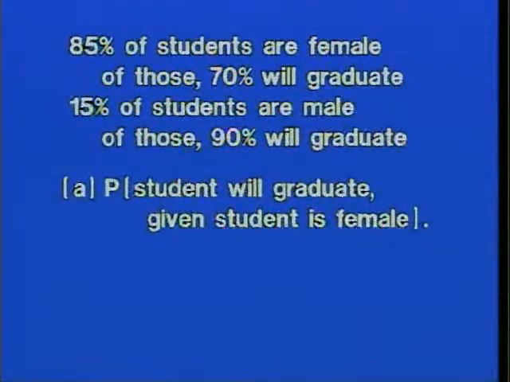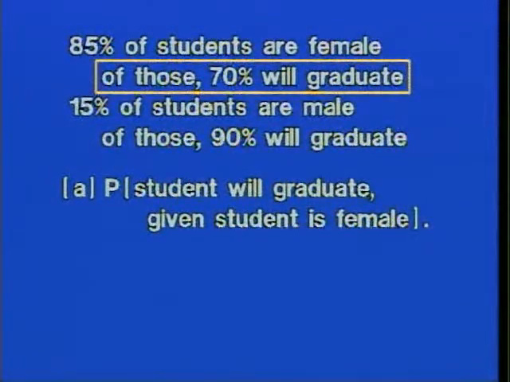Let's answer some questions. First part says, what's the probability that a student will graduate given that the student is female? Probability of graduating given that the student is female. Now, the probability number is actually given in the outline of the problem above, because it says that of those female students, 70% will graduate. So a student chosen at random will have a 70% or 0.7 chance of graduation.